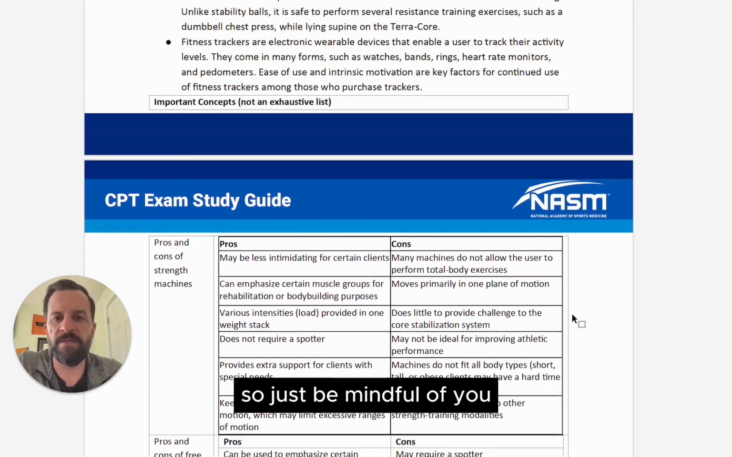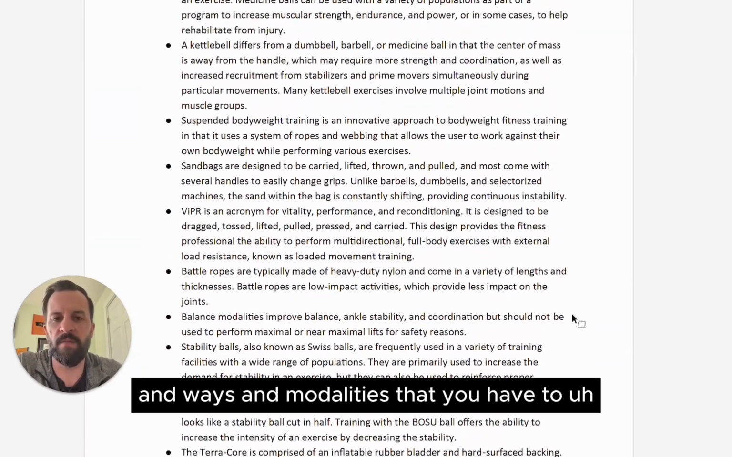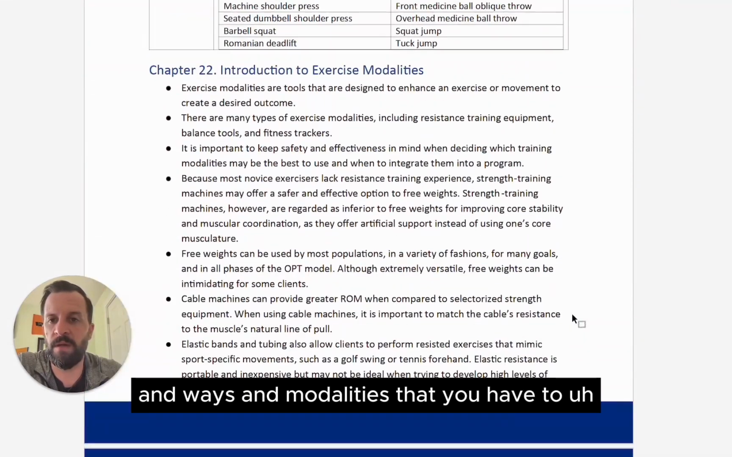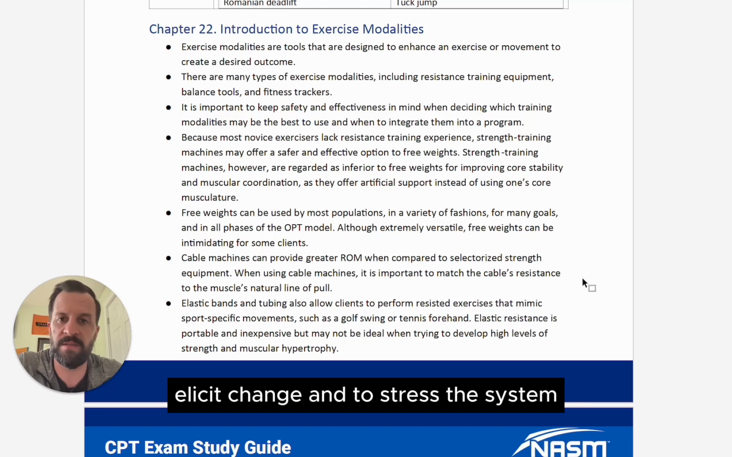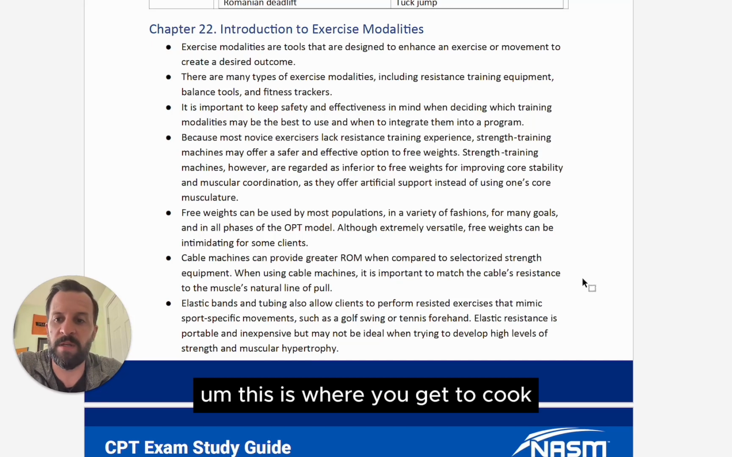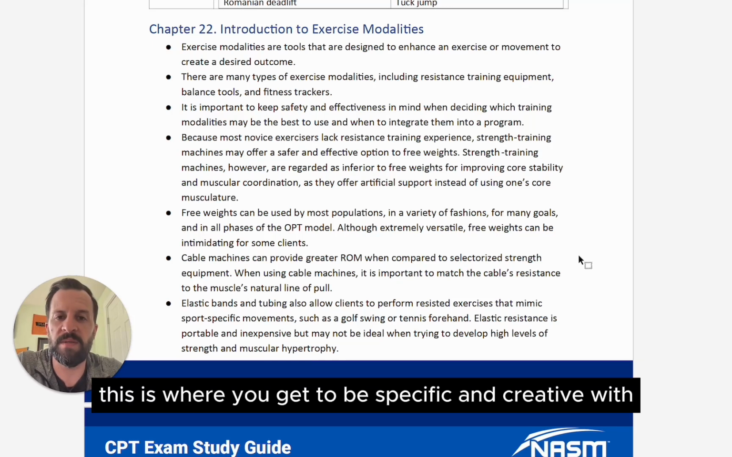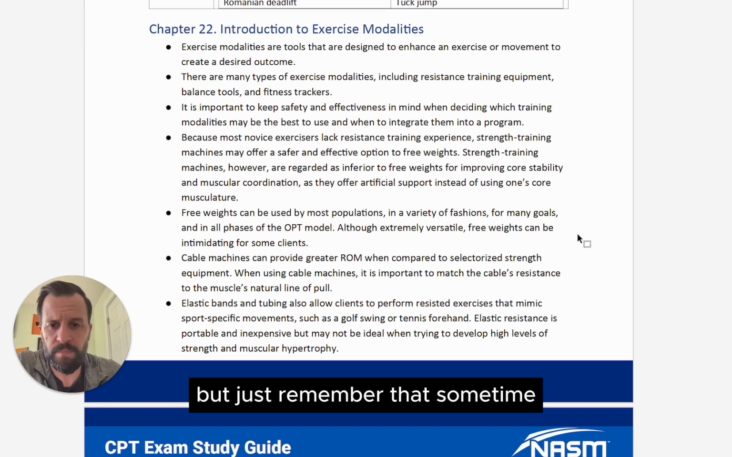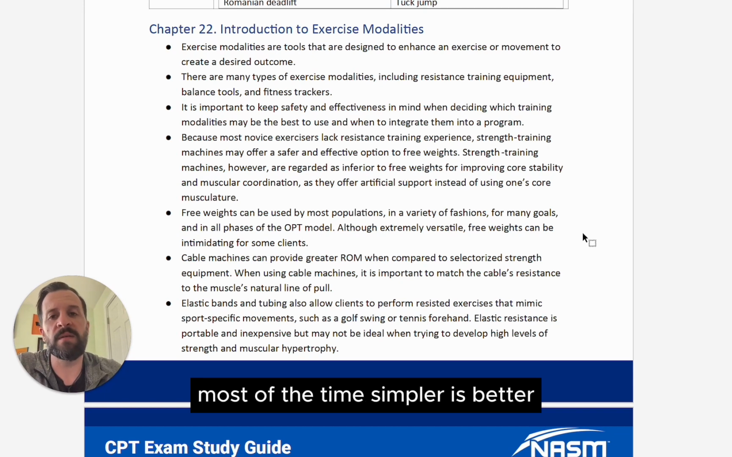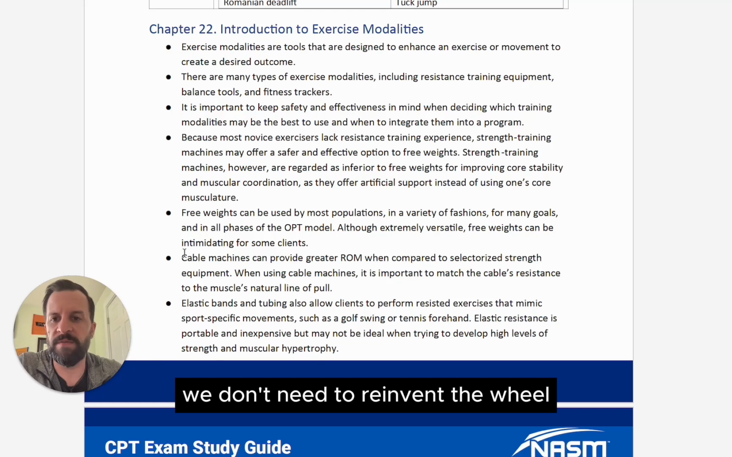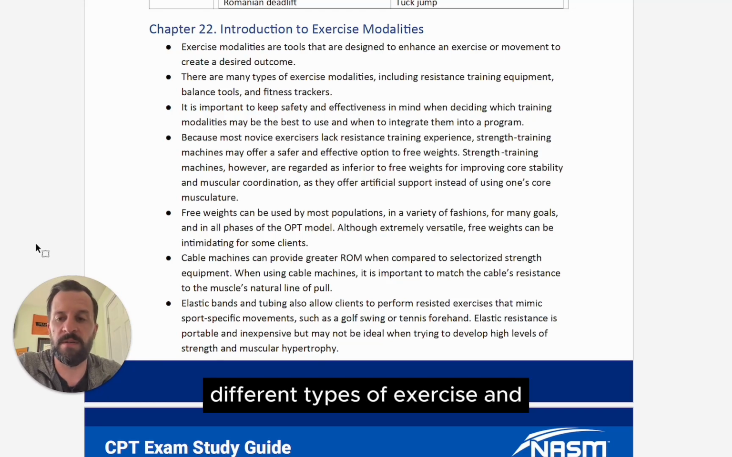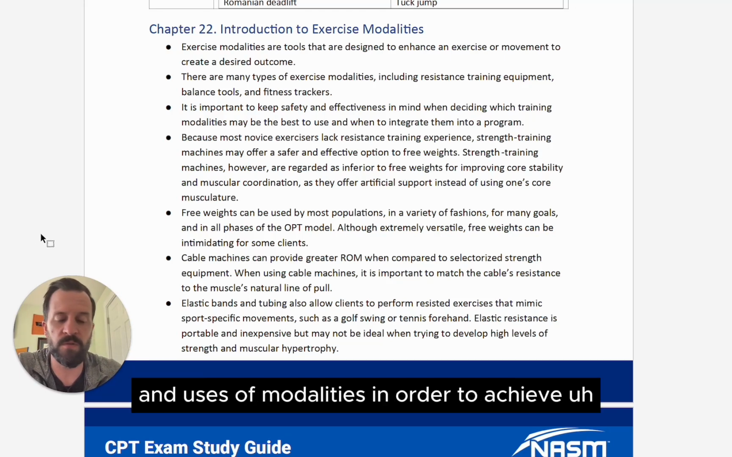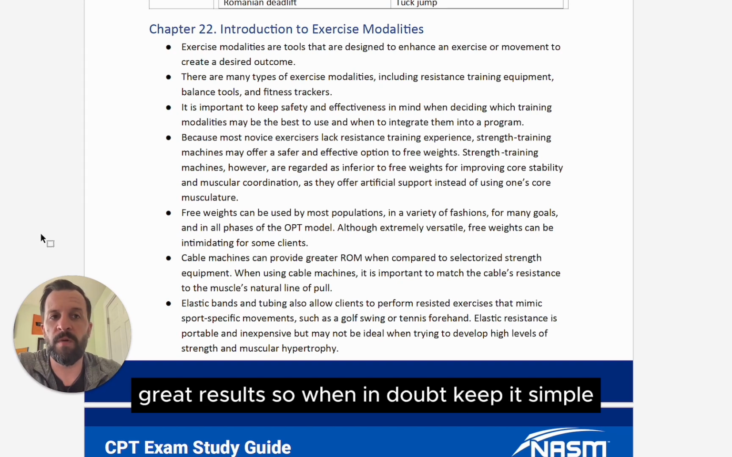So just be mindful of all the different options and ways and modalities that you have to elicit change and to stress the system. This is where you get to cook. This is where you get to be specific and creative with how you're going to implement your training. But just remember that most of the time, simpler is better. We don't need to reinvent the wheel. We don't need to do a million different types of exercise and uses of modalities in order to achieve great results. So when in doubt, keep it simple.